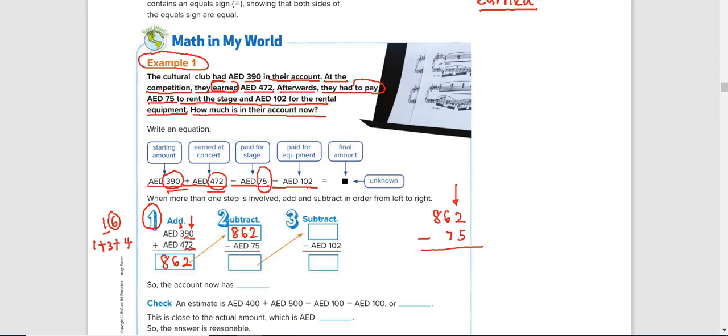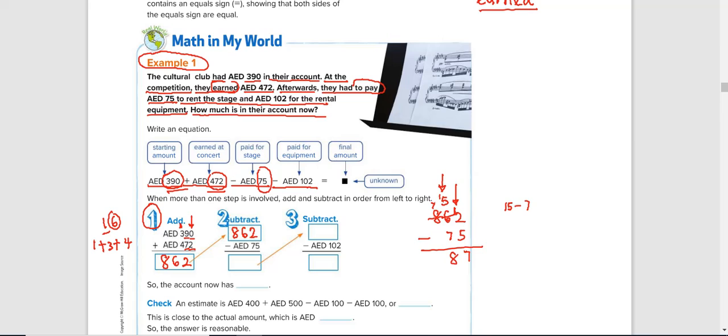So do this, don't forget, start from here. 2 minus 5 is not possible. Go to the next door to borrow 1. I borrow 1 from 6, I'll be left with 5. The 1 I borrowed, I put it here, it becomes 12. So 12 minus 5 gives 7. Next, we go to the next place value, 5 minus 7, not possible because the number on top is smaller. Go to the next door, borrow 1 from 8, you are left with 7. The 1 you borrowed, you put it here, it becomes 15 minus 7. And that is going to give you, I want you to try, 15 minus 7, that is 8.